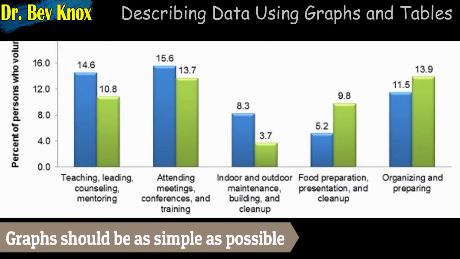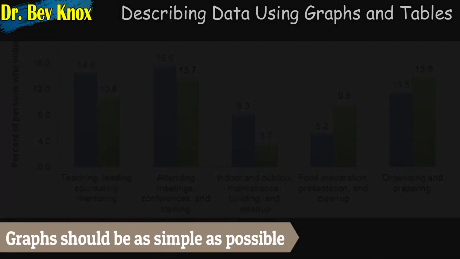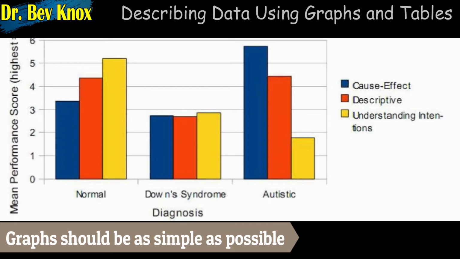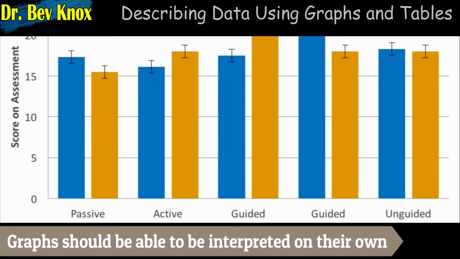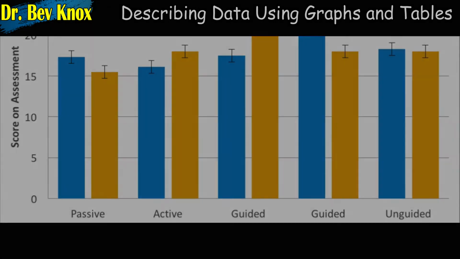Second, graphs should be as simple as possible. For example, the publication manual discourages the use of color unless it is absolutely necessary, although color can still be an effective element in posters, slideshow presentations, or textbooks. Third, graphs should be able to be interpreted on their own. A reader should be able to understand the basic result from only the graph and its caption and should not have to refer to the text for an explanation.